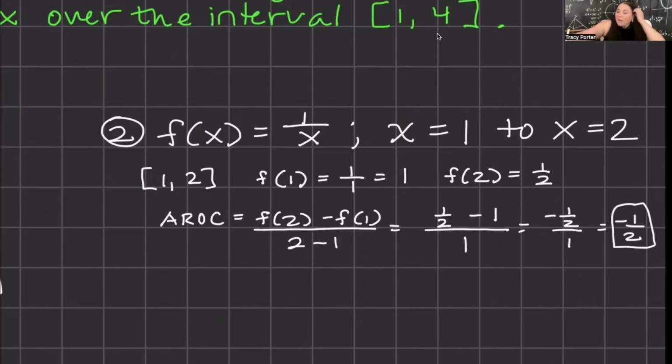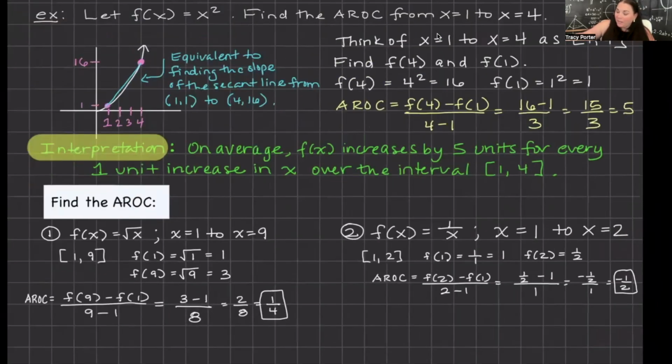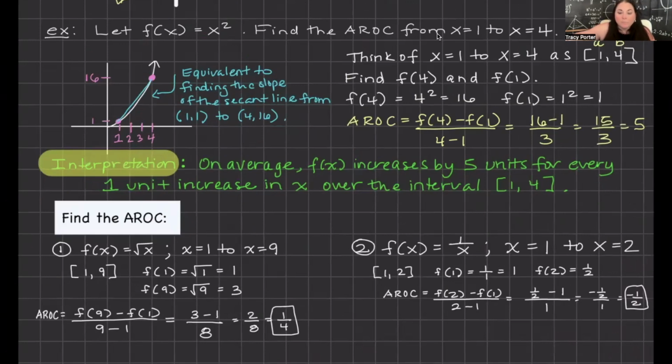Now, when you have a negative, that means you have a decreasing average rate of change. And that's okay. That can happen, because remember, we could have a negative slope.